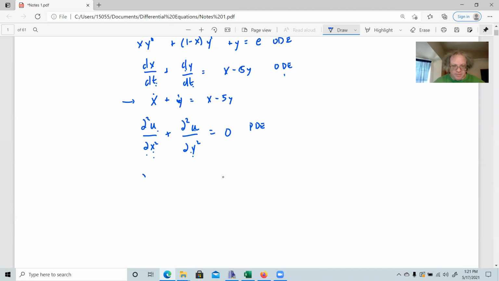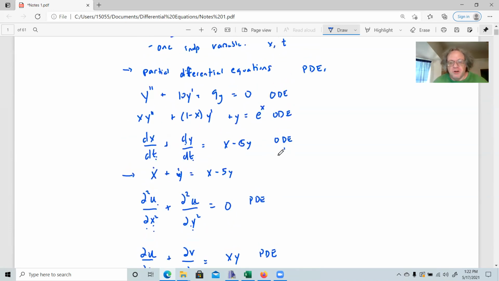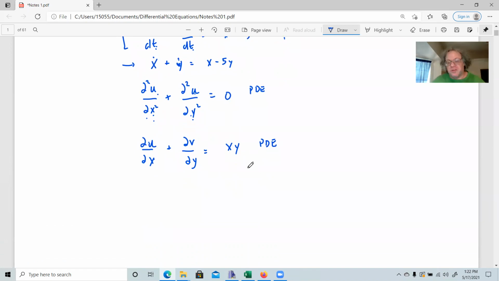Something like that. This is, again, a PDE. We have the partial of u with respect to x, the partial of v with respect to y, equals xy, and that would be how that goes. Okay, so those are the nomenclatures. Mostly we're going to be in this realm. PDE is its own class and has its own techniques. And like I said, with a very small dip into this, we're not really going to touch this too much.